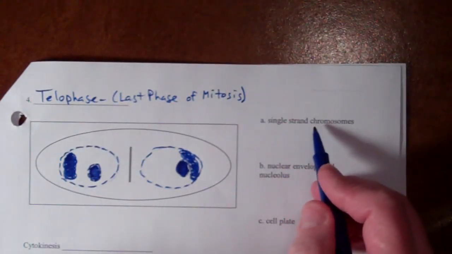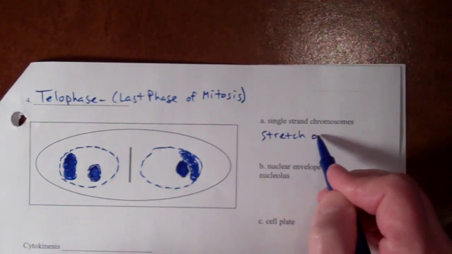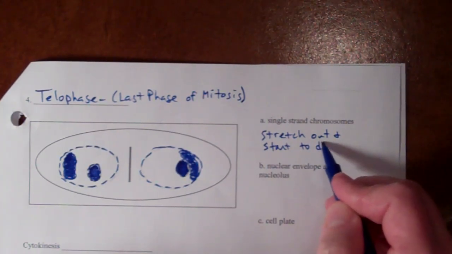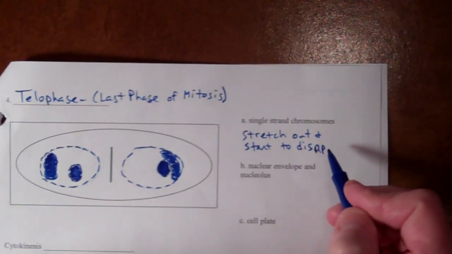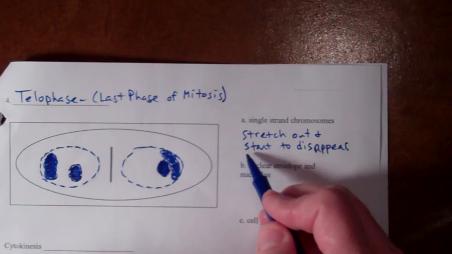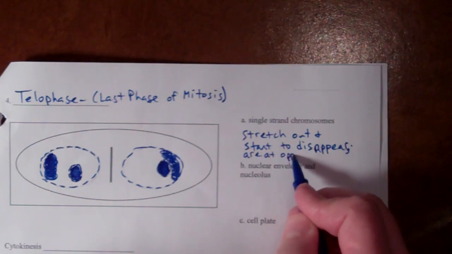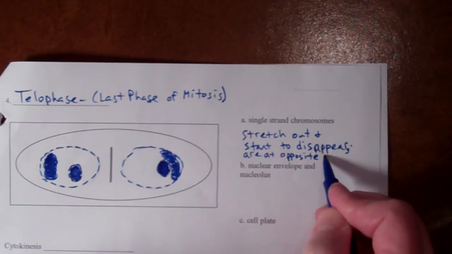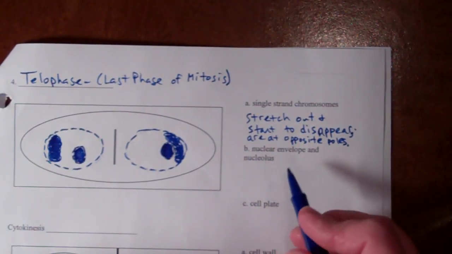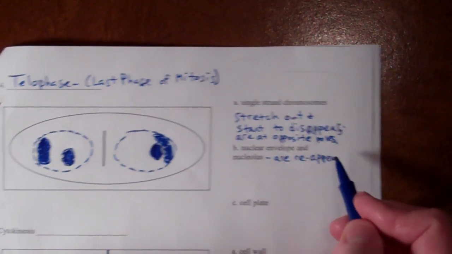So what should we write? Well, my single-strand chromosomes basically stretch out and start to disappear, meaning they're going to turn into chromatin again. Okay, and the chromosomes are at opposite poles of the cell. The nuclear membrane and the nucleolus are reappearing. The cell is rebuilding them.